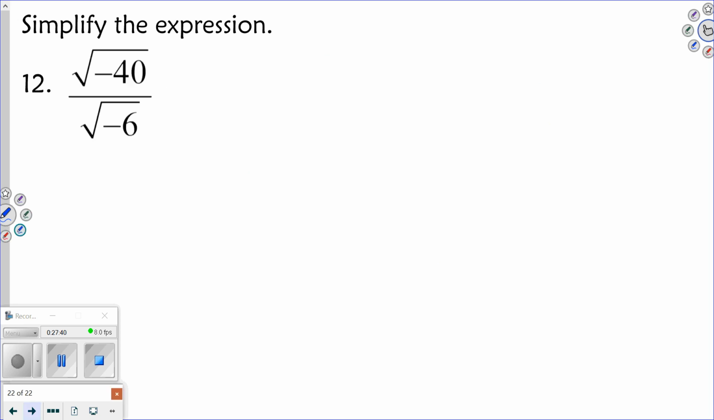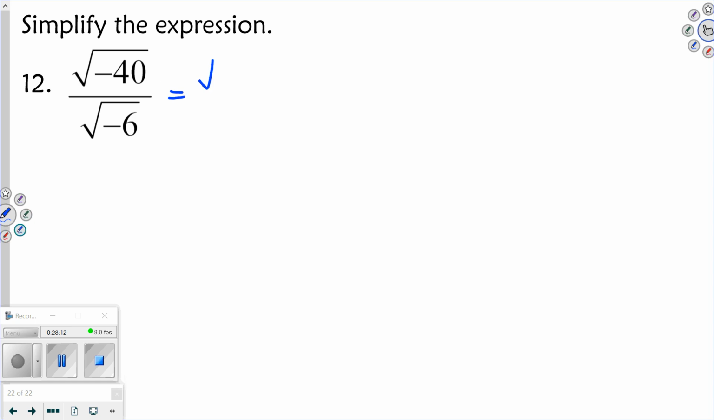All right, number 12. Try this one on your own. This problem was a little frightening for some of you. Let's talk, shall we? Step 1 is to go ahead and split your radical, which these are already split, so we're good there. Second step is to simplify or divide, right? To kind of make your number smaller. Negative 40 over negative 6. Two negatives make a positive. And then 40 over 6 becomes 20 over 3.